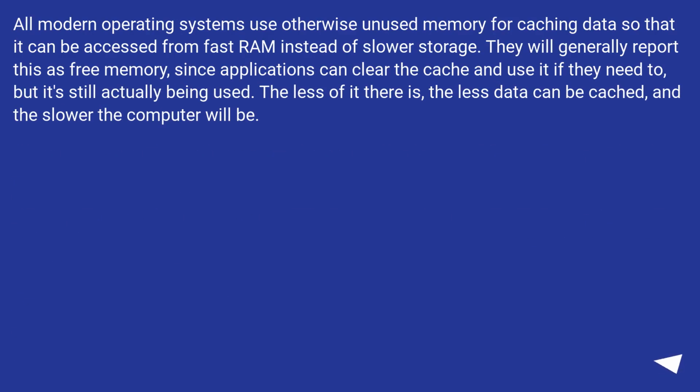All modern operating systems use otherwise unused memory for caching data so that it can be accessed from fast RAM instead of slower storage. They will generally report this as free memory, since applications can clear the cache and use it if they need to, but it's still actually being used. The less of it there is, the less data can be cached, and the slower the computer will be.